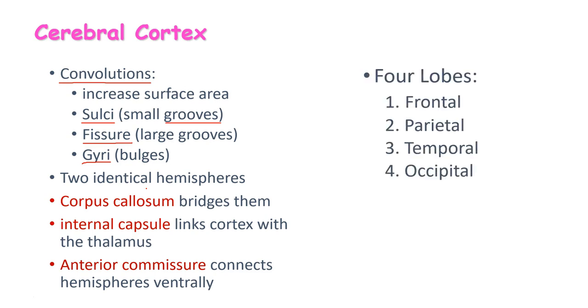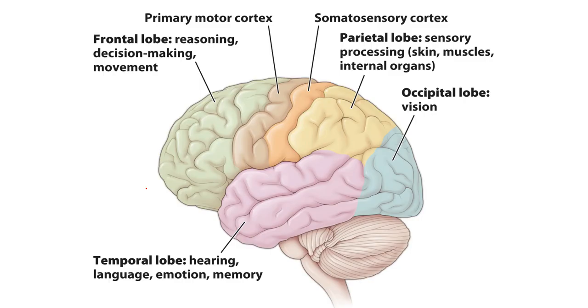There are four lobes of the cerebral cortex. We'll talk about them in greater detail: frontal, parietal, temporal, and occipital. They were given these names solely because of the bones of the skull under which they reside. So there's a frontal bone, parietal, temporal, and occipital bone, and these particular lobes happen to sit just below these skull bones. All right, so here are the different lobes.